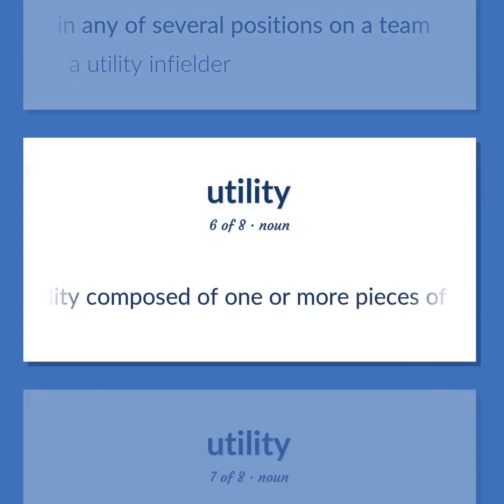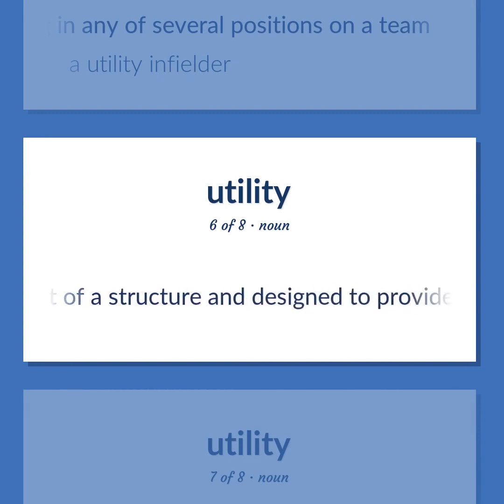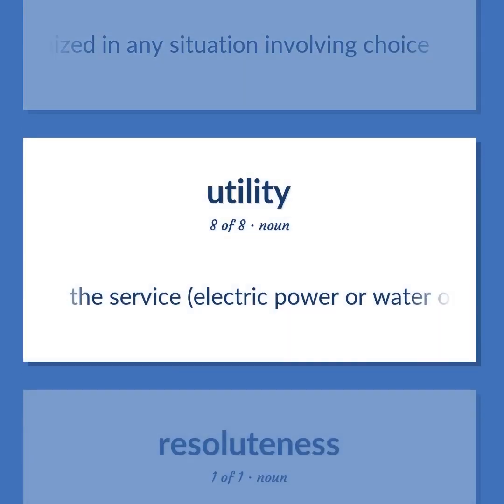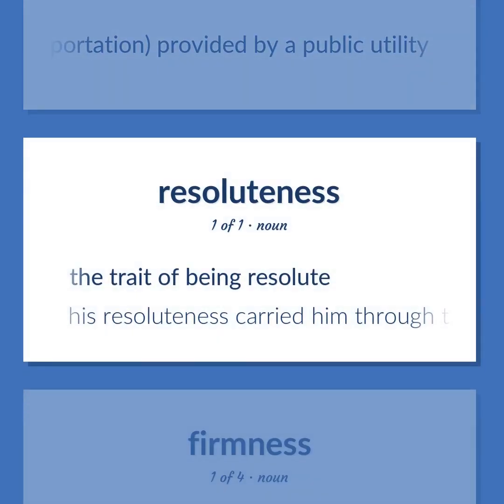A facility composed of one or more pieces of equipment connected to or part of a structure and designed to provide a service such as heat or electricity or water or sewage disposal. Economics. A measure that is to be maximized in any situation involving choice. The service, electric power or water or transportation, provided by a public utility. The trait of being resolute. His resoluteness carried him through the battle.